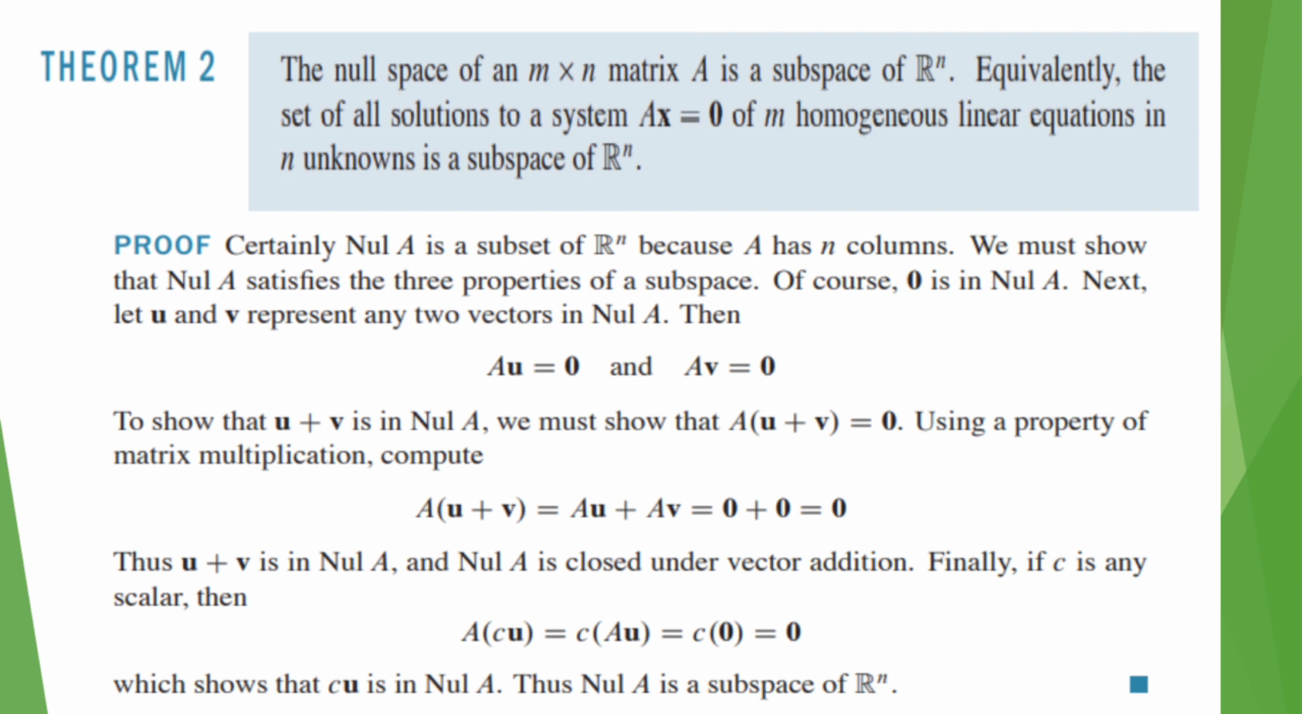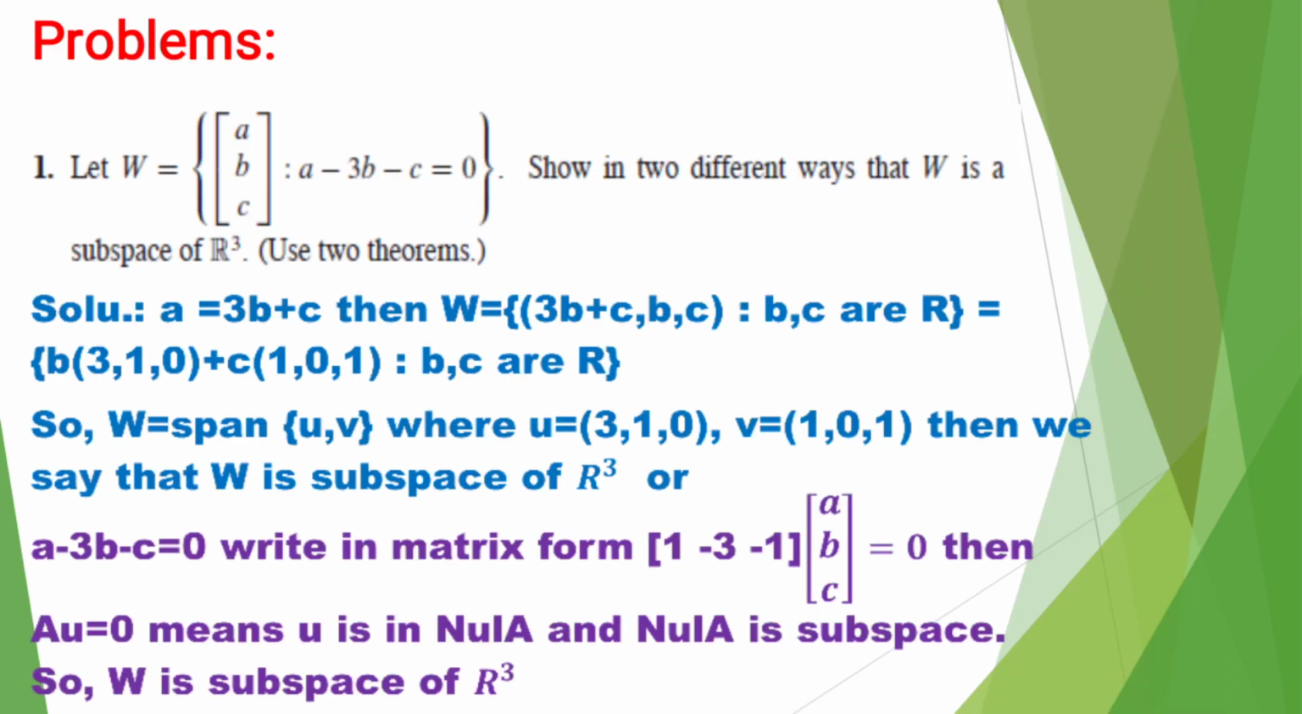For the third condition, if c is any scalar, we find the value A c u, which equals c into Au, which is c into 0 bar, equal to 0 bar. So A into c u also gives 0 bar. Therefore null A satisfies three conditions: one, 0 bar belongs to null A; second, u plus v belongs to null A; third, c u belongs to null A. Any non-empty set satisfying these three conditions is a subspace. Therefore we say that null A is a subspace of R to the power n.